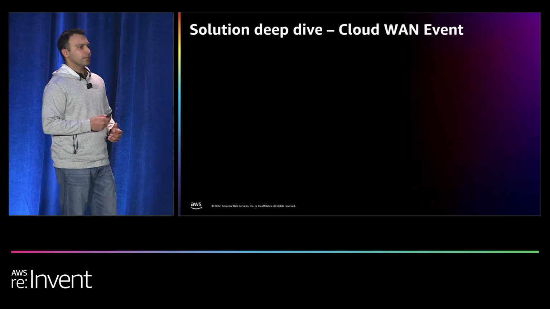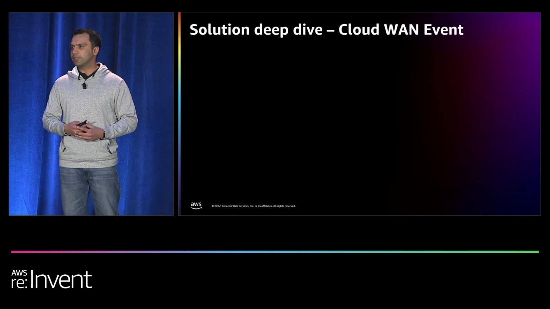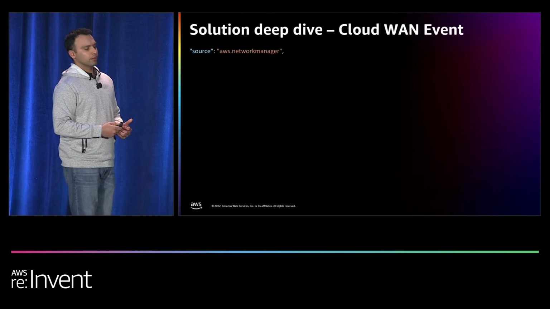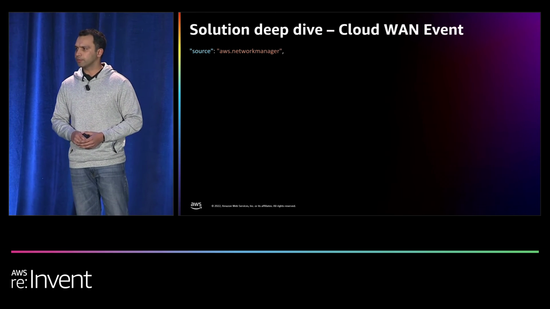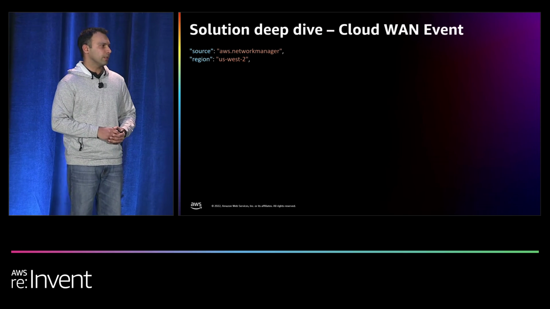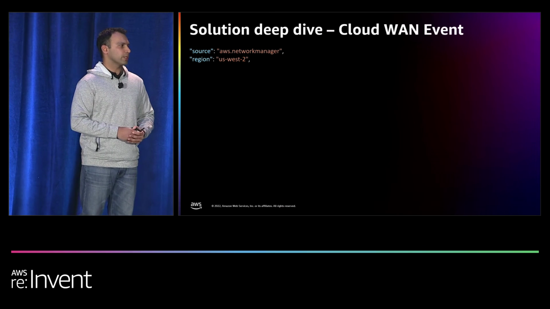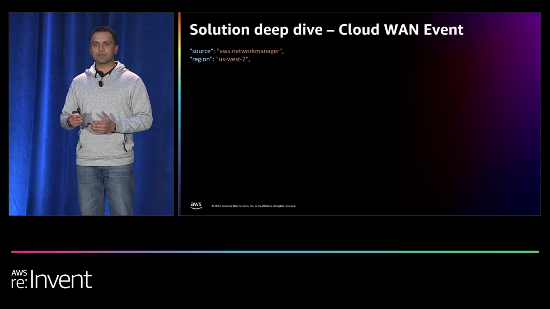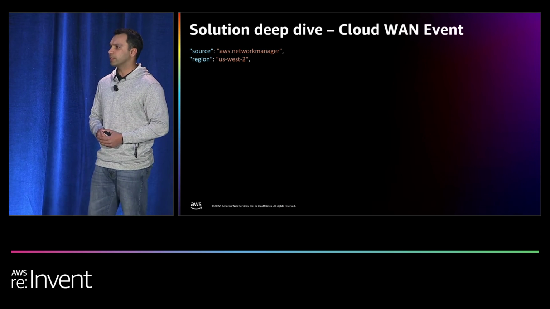So the event really is a JSON object, which is a collection of key value pairs. So what are some of the interesting key value pairs that we used for the solution? Firstly, what is the source? The source is AWS Network Manager, and this is really the name of the service that generated the event. The second one is the region. The region in this case is US West 2. Now this is interesting. Our VPC was actually in US West 1, but the event got generated in US West 2. That is because, as of today, by default, Network Manager always creates the events in US West 2.